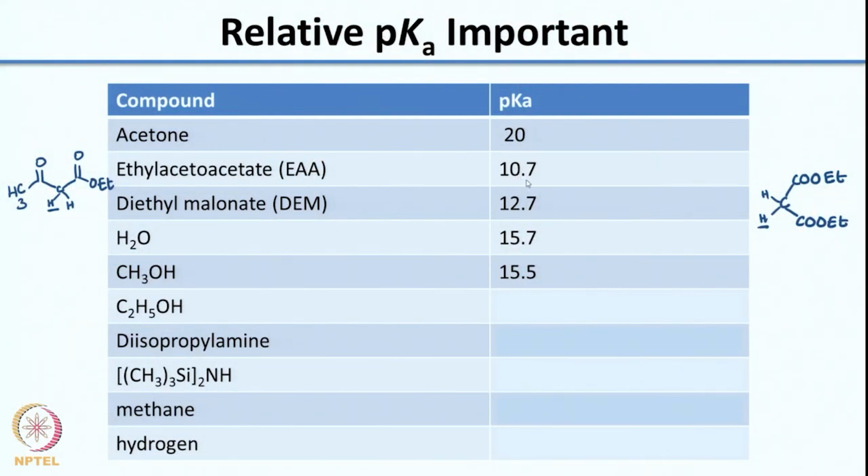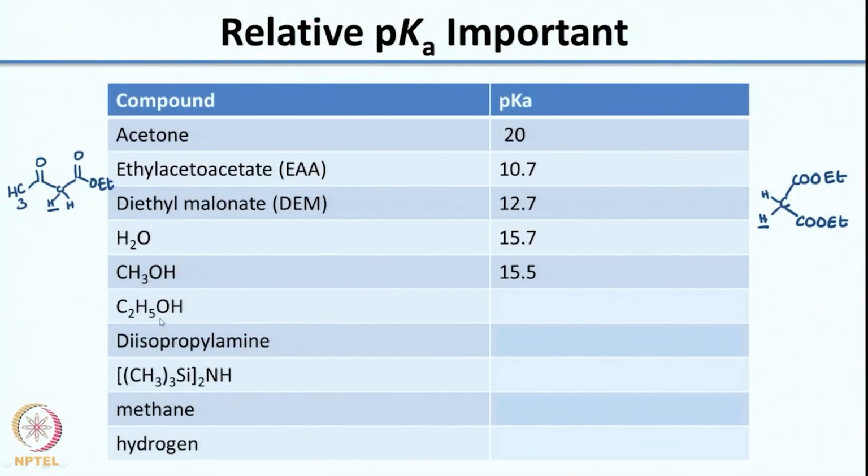So it has a pKa of 10.7 as compared to diethyl malonate, which has a pKa of 12.7. These are commonly used compounds which have an acidic alpha hydrogen, which is used in a lot of organic transformations. So I would suggest you have some idea or maybe even memorize these pKas, because it would be very useful for you when you try to understand reactions involving these compounds.